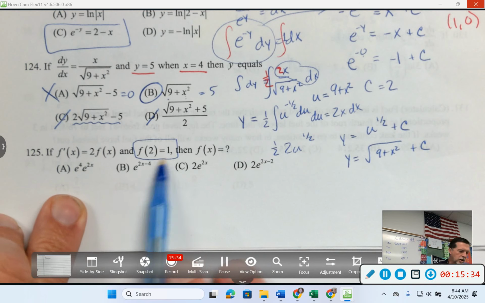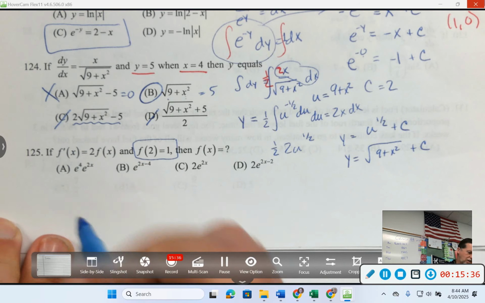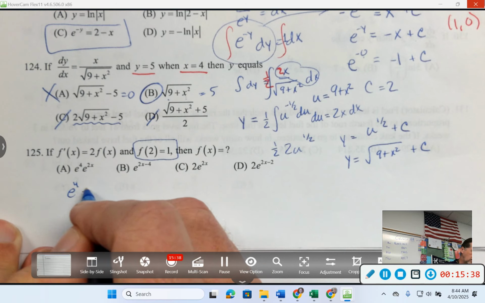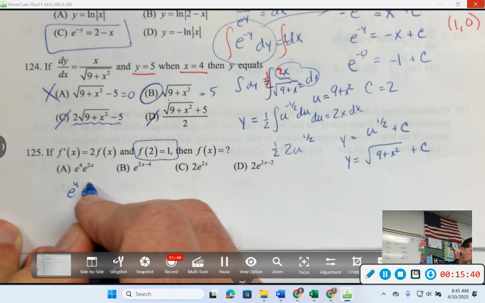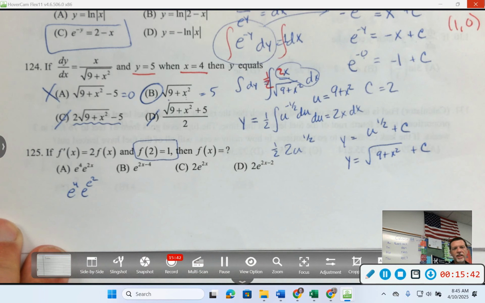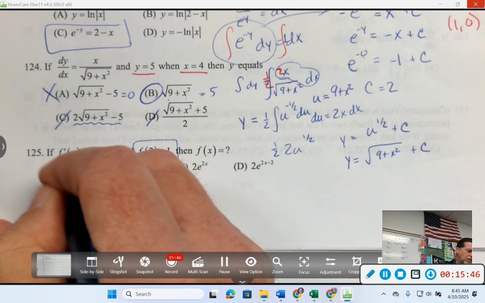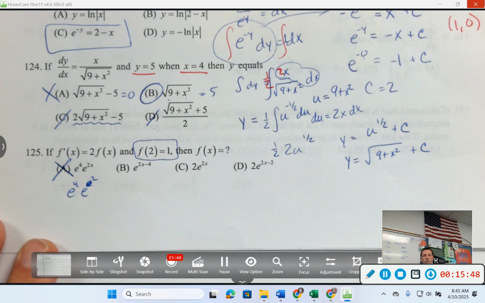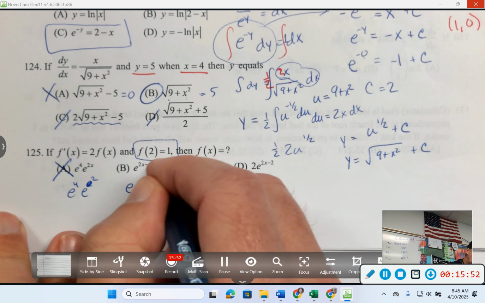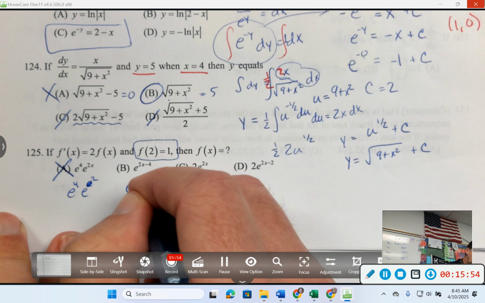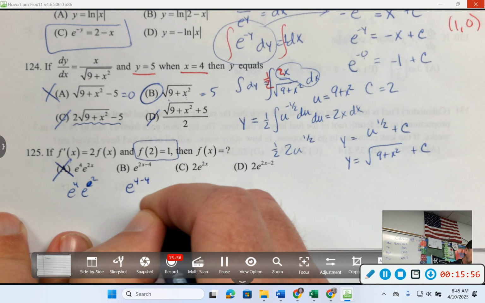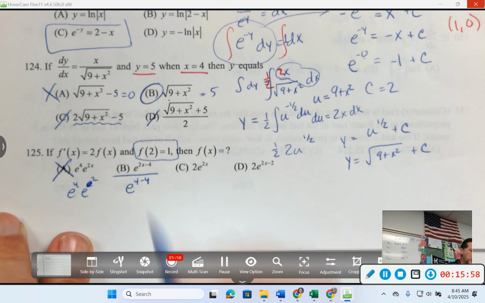If I plug in 1, I'm supposed to get 2 for an answer. So e to the 4th times e squared. Whoops. Times e squared. That does not give me 1 when I plug in 2. So I don't have to do any calculus. I can rule out part A. E to the 4 minus 4, e to the 0 is 1. So B is a possibility.